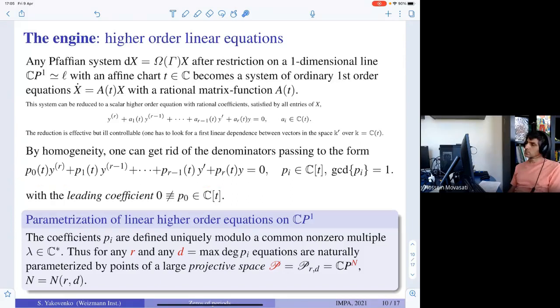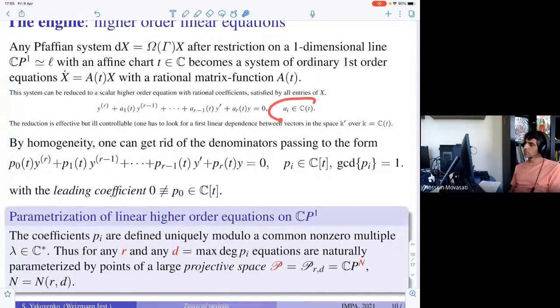Now, those differential equations have rational coefficients, but this equation is homogeneous, so there is zero at the right-hand side. So we can get rid of the denominators and write it down in the following polynomial form. So p_i will be polynomial coefficients, all mutually prime, so having no common roots that would be cancelled. And the leading coefficient is not identically zero, because otherwise we would just have an equation of smaller order.